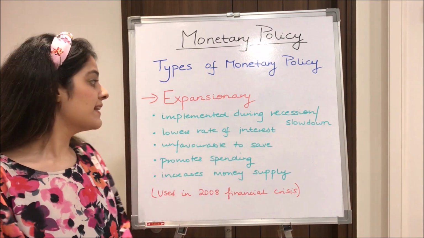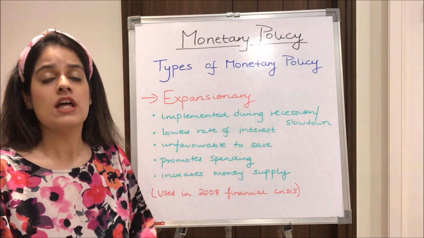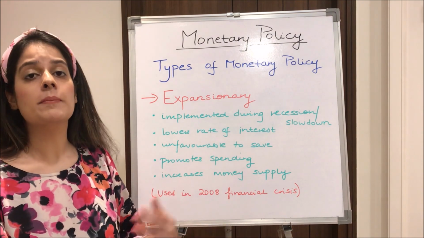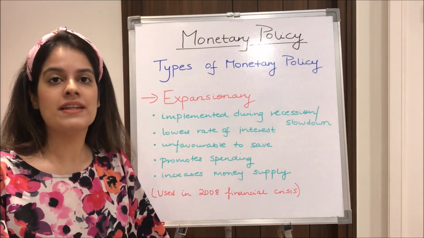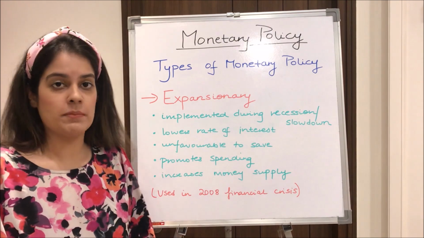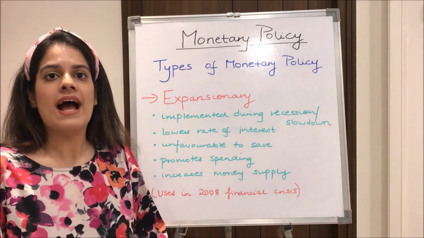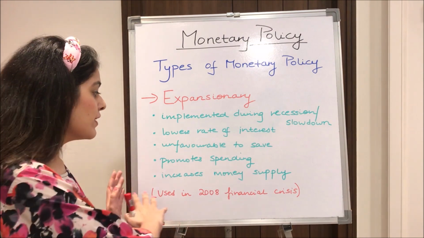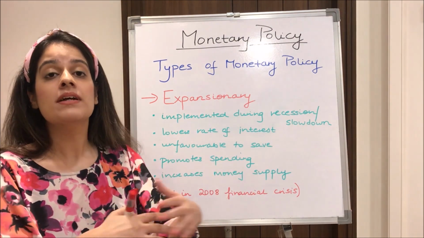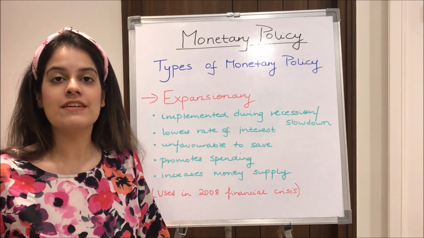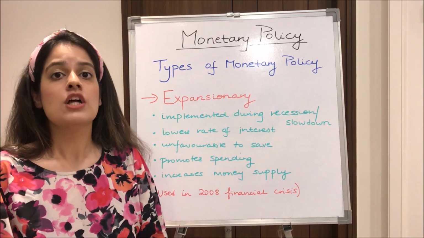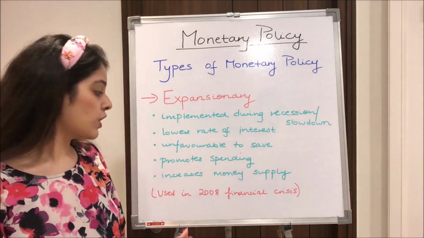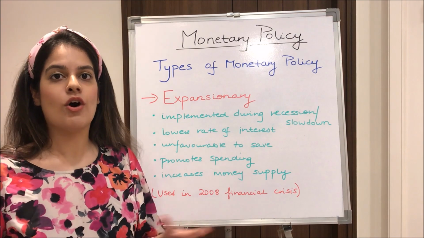For doing that, they will lower the rate of interest. Now, since the rate of interest is lowered, it is unfavorable for people to save. They will rather want to spend the money. In fact, they can take loans from the bank because the rate of interest is low, and they can use it for their productive activities. In doing so, they will increase the money supply. There will be more money they spend on productive activities, and the economy can thrive back. So this is expansionary monetary policy, and it was implemented during the 2008 financial crisis so that the economy bounces back to normal.